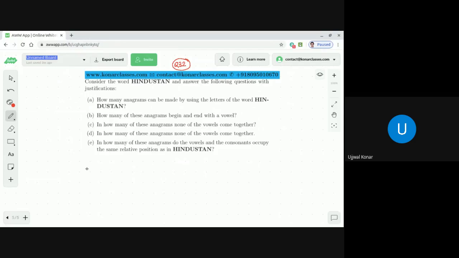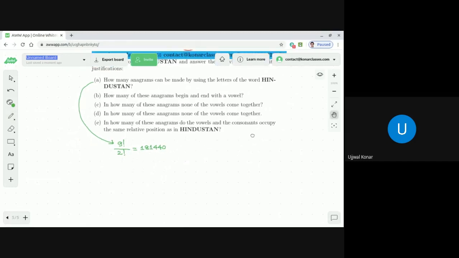So the first one we got as 9 factorial divided by 2 factorial, and the value you get is 181440. That you can compute later. It's not a big deal, and you know how to compute. It is 9 into 8 into 7 into 6 into 5 into 4 into 3, and that is the value.